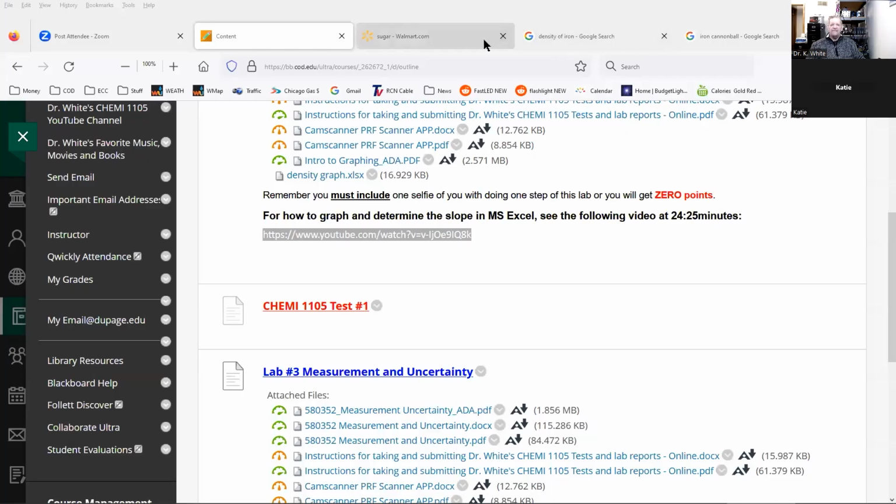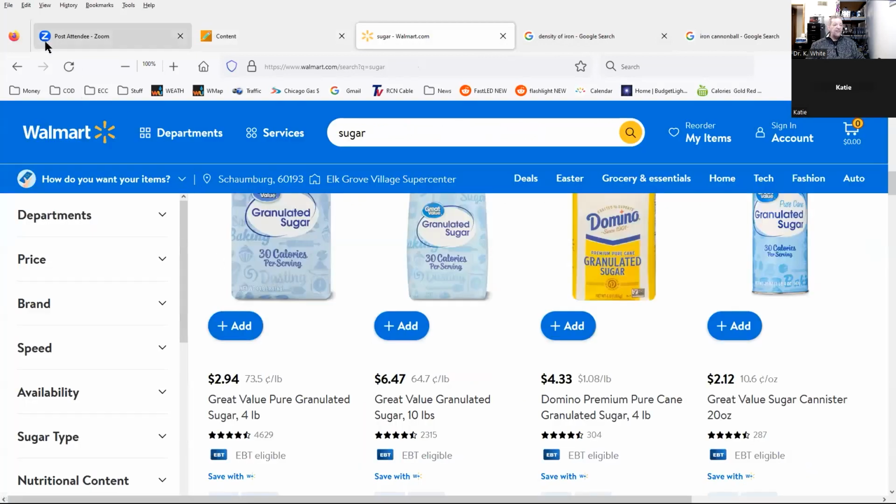And that's today's lab. Now, remember, with all labs, wear your safety goggles and proper safety equipment. And if you have any questions whatsoever, ask me. Now, let me just show you something once more for this lab. Sugar you can get from Walmart.